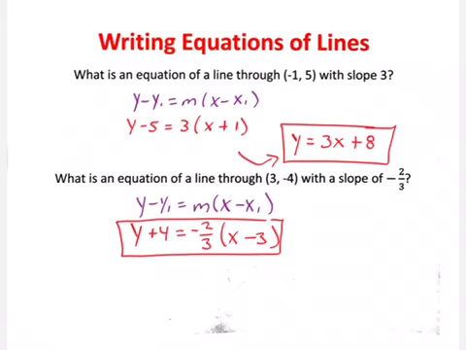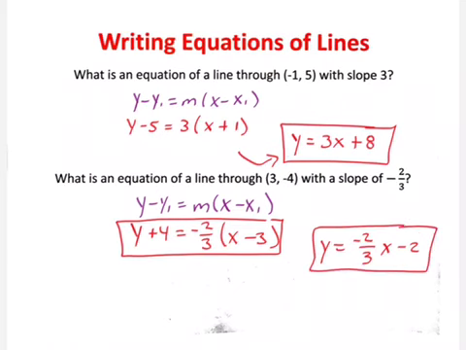But if we wanted to, we could distribute. If we distributed, just in case, say we wanted to, it would be y equals negative 2/3 x minus 2, and that would be your slope-intercept form.